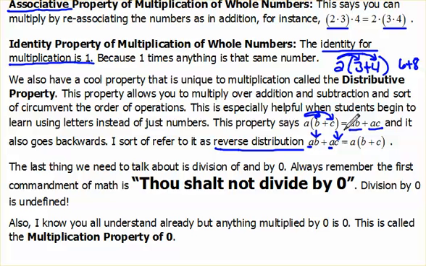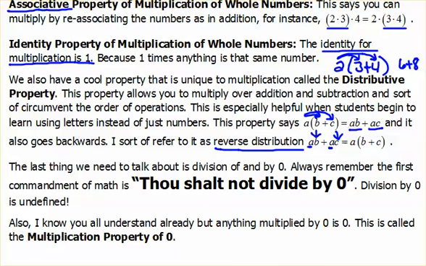I say the first commandment of math, there's a little poster if you ever happen to look on some teaching catalogs for supplies for your classroom. There's actually a poster called the 10 Commandments of Math. And the very first commandment is thou shalt not divide by zero. So that's kind of funny and nice to have in your classroom. But anyway, division by zero is undefined. And I want to show you and talk to you why that is for just a minute.